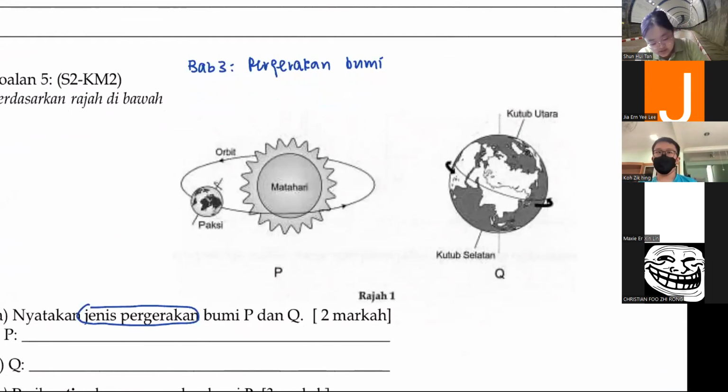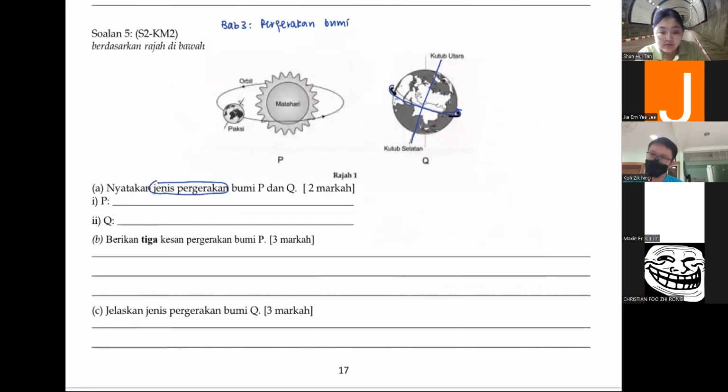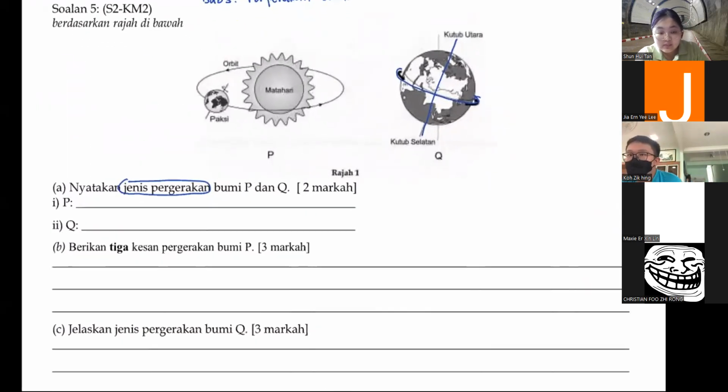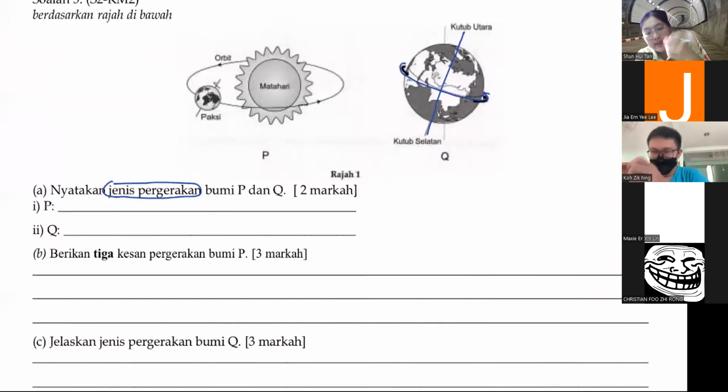Now, you see, when they give you a picture showing the Earth is rotating. The Earth is rotating. Question 5, you just flip downwards, okay? Page 17. Now, when they are rotating on their own, we call it putaran bumi. Rotating.